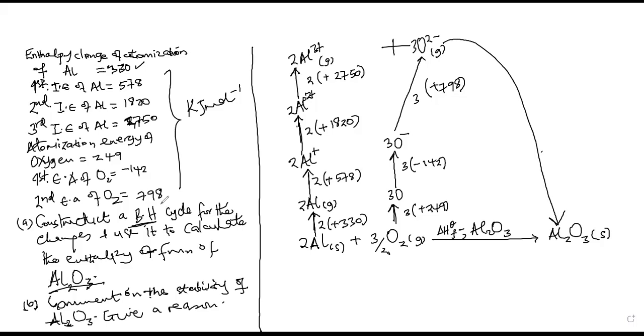Lattice energy was supposed to be given. I think I forgot it, but we can still fix it. The lattice energy of aluminum oxide was supposed to be given as negative 15346.5 kilojoules per mole. So looking at this, we can easily get our enthalpy of formation.